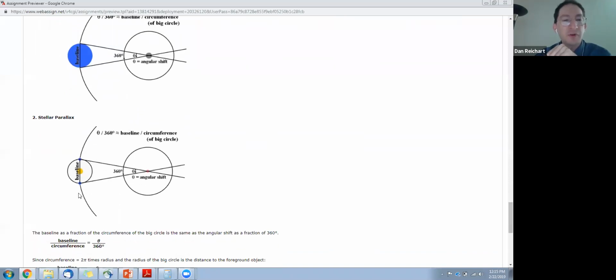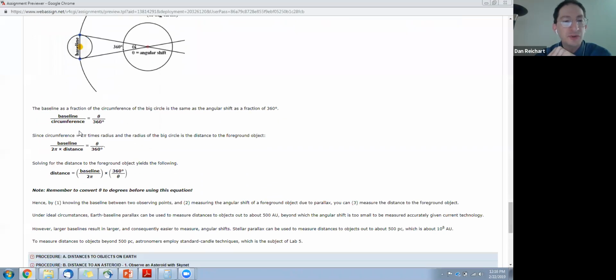In this case, we have our baseline and the angular shift and the distance, and the angular shift is a fraction of 360. The baseline divided by 2 pi times the distance to the object. Whether it's Earth baseline or stellar parallax, again, the same geometry. So here's the same equation as always. Solving for distance, we have this, where theta has to be measured in degrees. I always want to emphasize that.